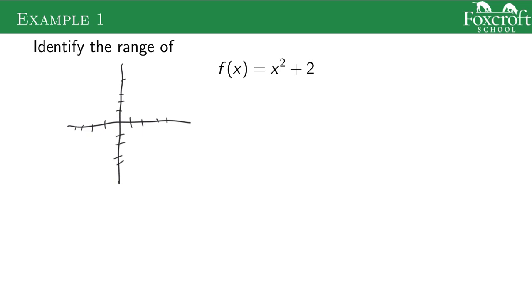All right, x squared plus 2. X squared is a parabola. It's going to get moved up by 2. So that's why we reviewed graphing before range. All right, so it's going to look like this.